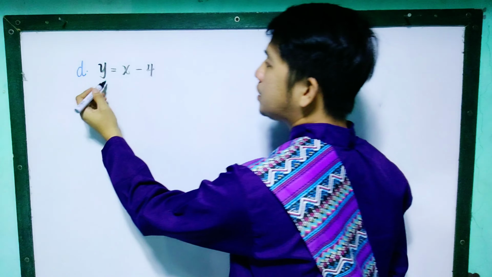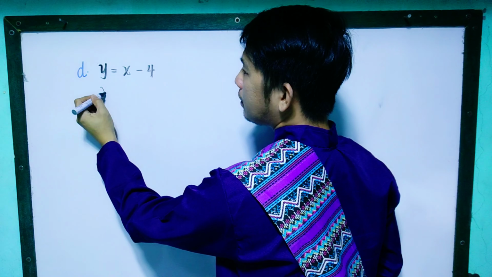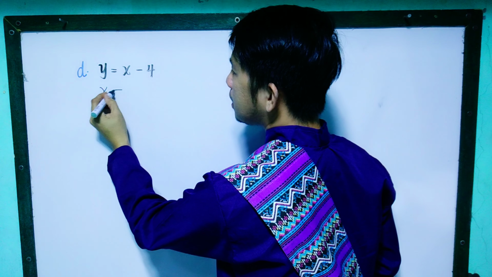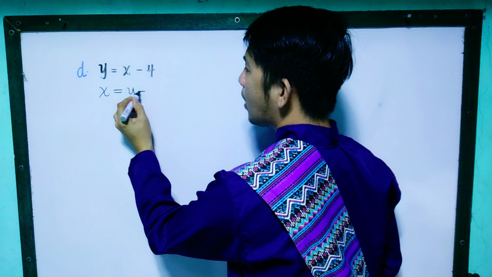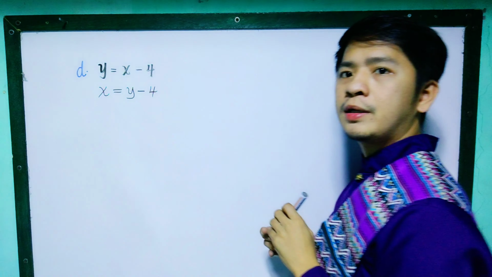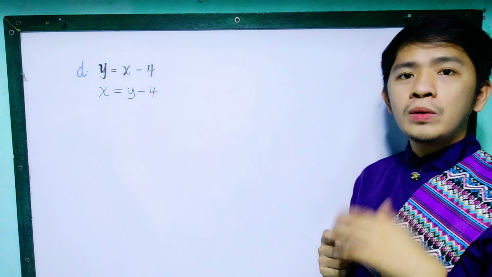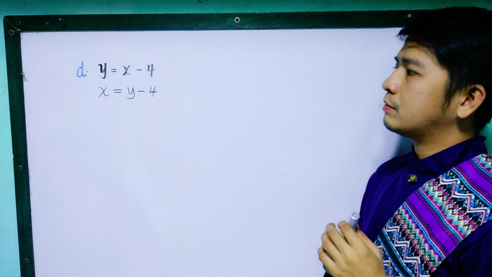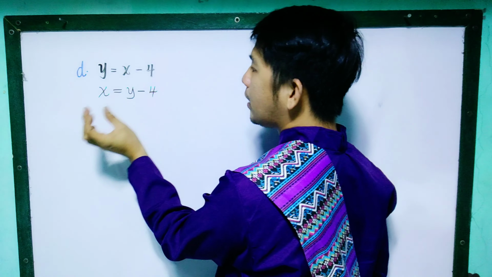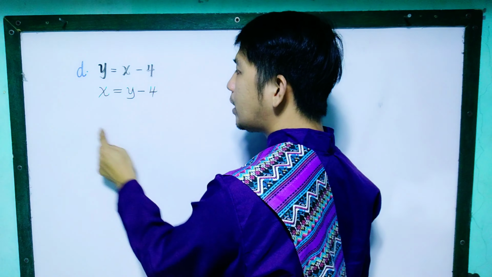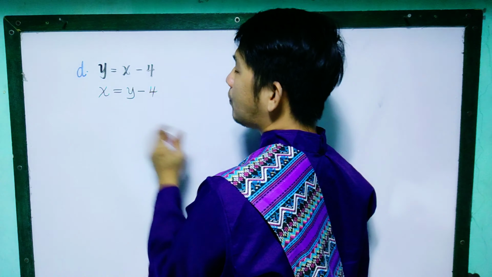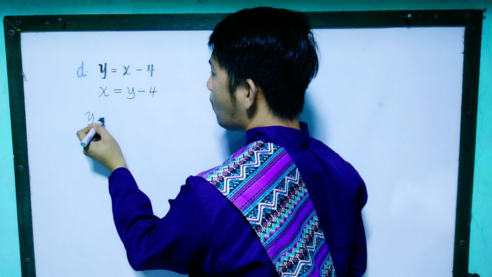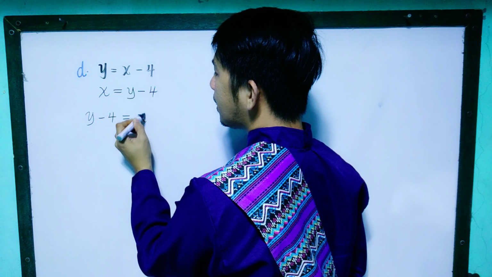Okay, so interchange, we will get x equals y minus 4. And then, we will solve the value of y in terms of x. So, kailangan yung y nandito sa left side or maiwan lang siya sa kung saang side, left or right man. Pero, gawin natin nasa left side. So, y minus 4 equals x.